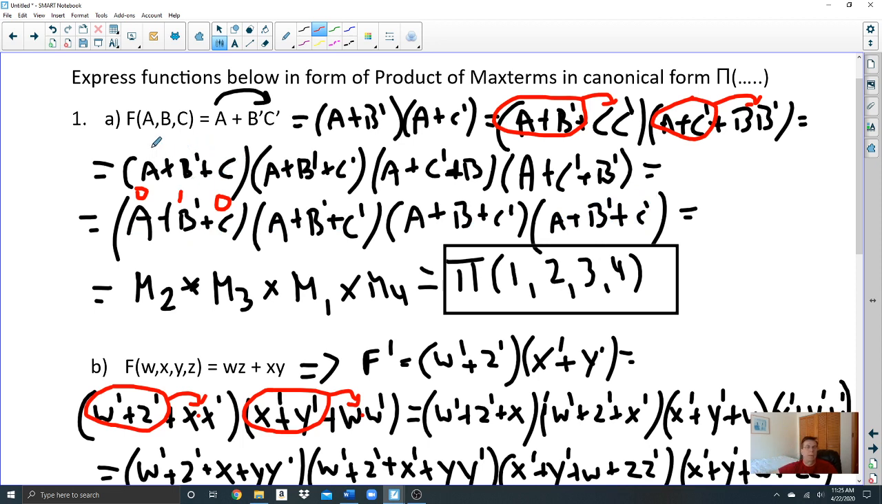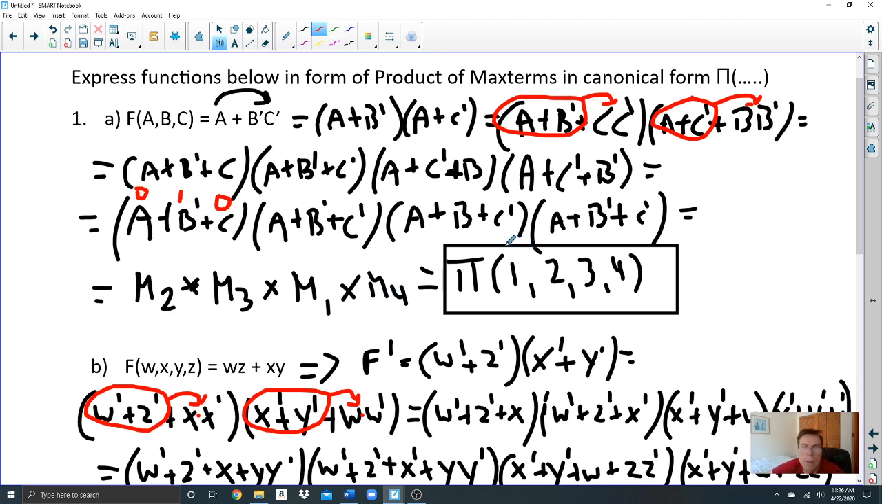If you have an unprimed variable, you put 0. If you have a primed variable for maxterms, you put 1. Unprimed variable, you put 0. So you're creating a binary number 0, 1, 0. That's maxterm 2. Same here, 0, 1, 1. Maxterm 3. 0, 0, 1. Maxterm 1. And 0, 1, 1. Maxterm 3. A, B prime, C prime.